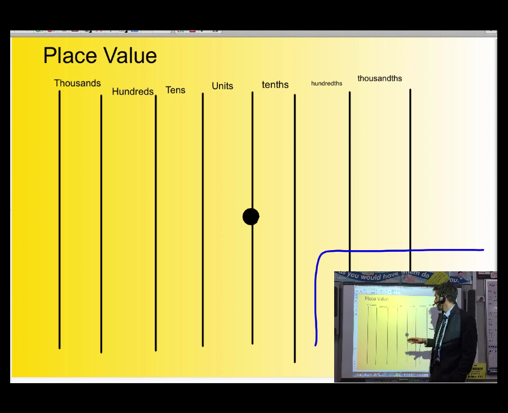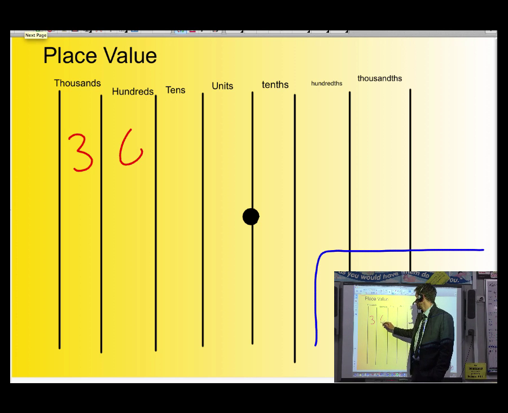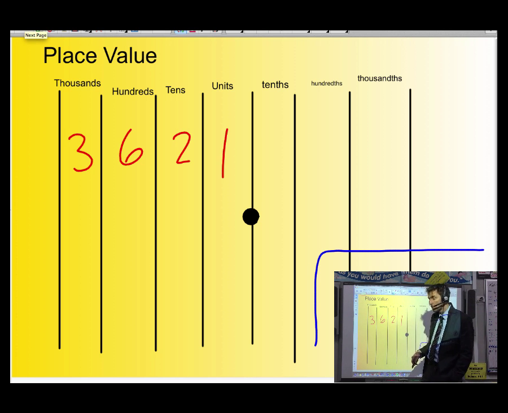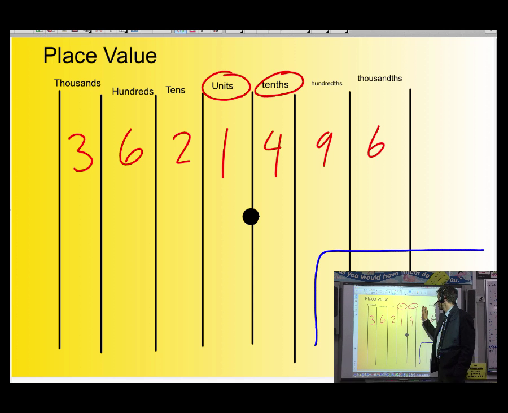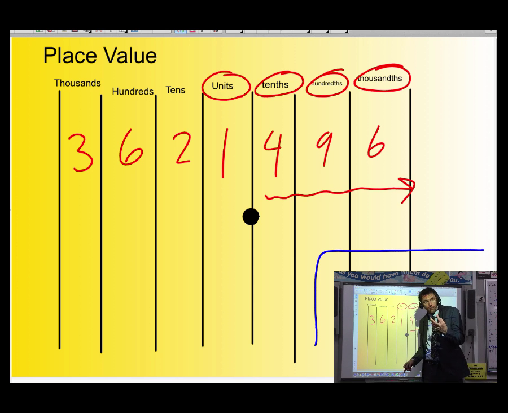Now, this is very important, the place value chart. I know you've seen this place value chart before. For example, you've got 3,621.496. And today we're really just going to be focusing on the unit places and the tenths and the hundredths and the thousandths. And of course, as soon as you go past this line here, you're really talking about fractional parts of a number. You're talking about parts of a whole, not wholes themselves.